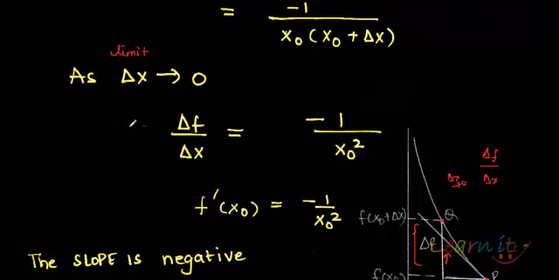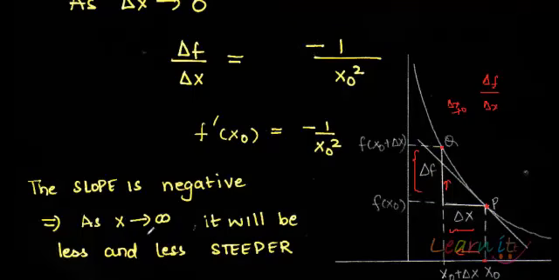Change in f upon change in x will turn into minus 1 upon x squared. Where do I get it from? I get it from here, plus x naught into change in x. If change in x goes to 0, this goes to 0, and what remains is essentially x naught squared. So minus 1 upon x naught squared is what I get. So my slope f dash x naught is negative. What does that imply?